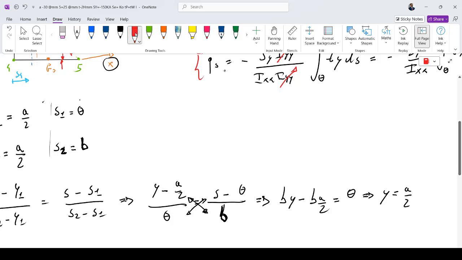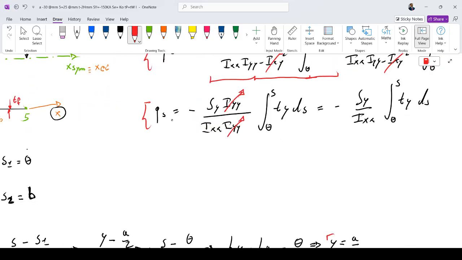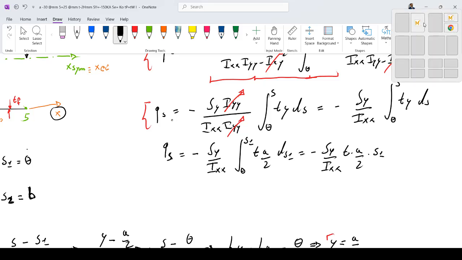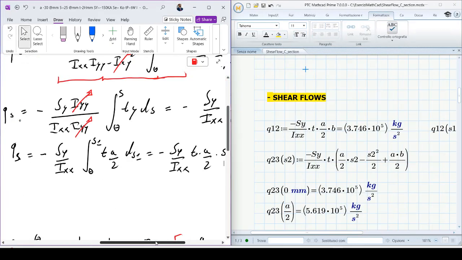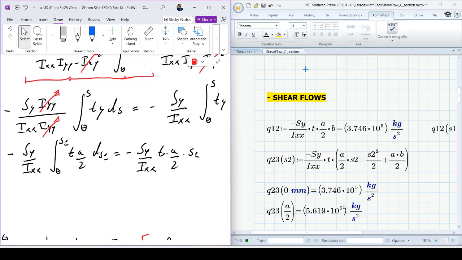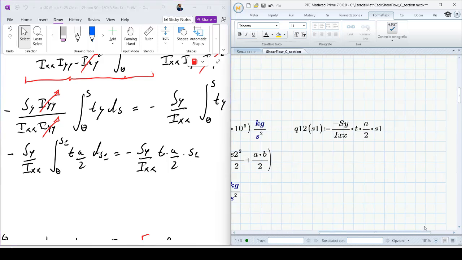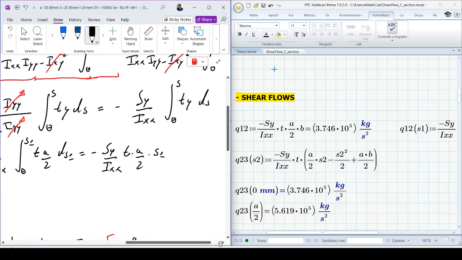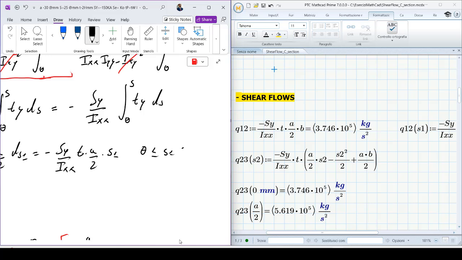So if I put this equation for y in the integral here, we obtain qs equal to minus Sy over Ixx, integral from 0 to s1 of t times a divided by 2 ds1, that is equal to minus Sy over Ixx times t times a over 2 times s1. So this is the formulation that we have here for Q12, the split part on the left. Q12 as a function of s1 is equal to minus Sy divided by Ixx times t times a over 2 times s1. So s1 moves from 0 to b.